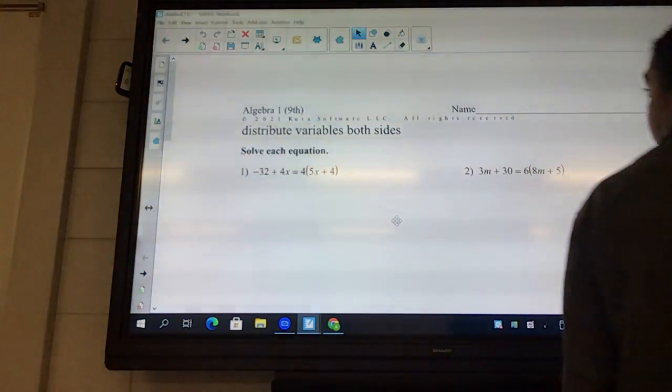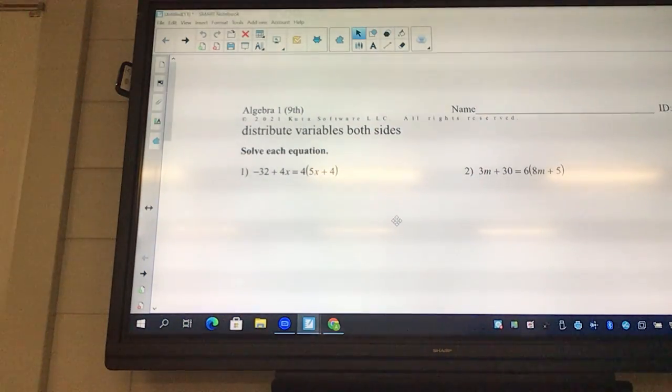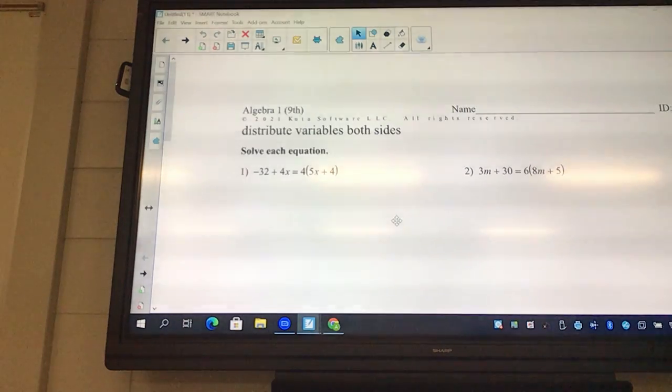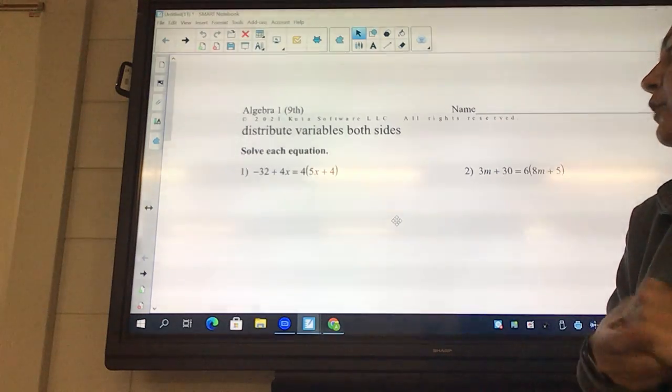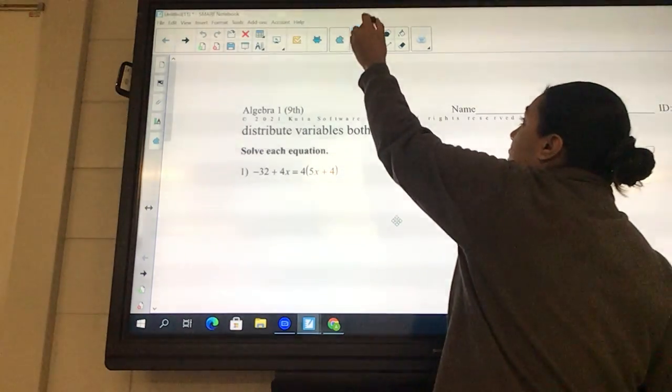Okay, so today we're going to do distributing variables on both sides. This is kind of nice because the steps are going to be somewhat the same for each problem, and it's a lot like it was yesterday. There's just one extra step. So the very first thing we want to do is get rid of the parentheses and distribute.